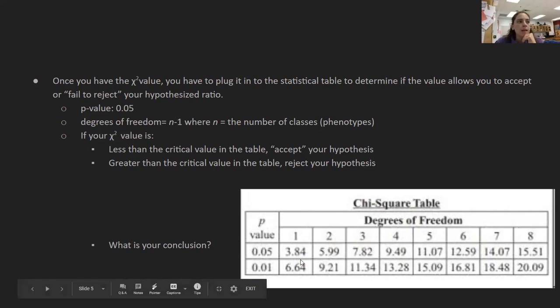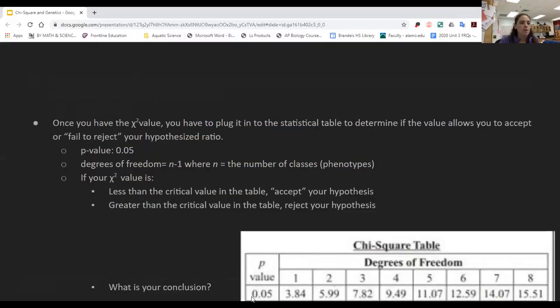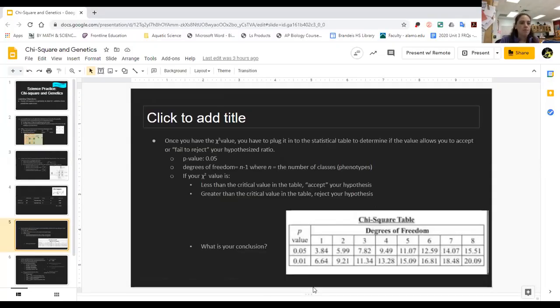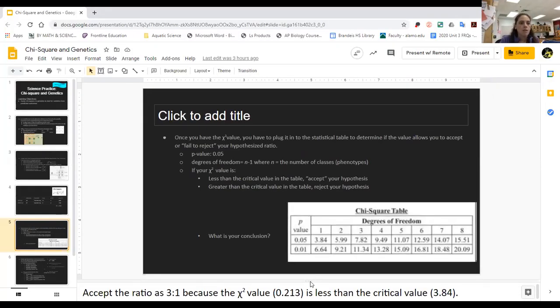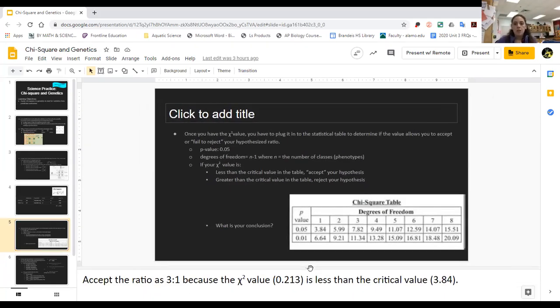And then we have to compare our chi-squared value. If it's less than the critical value, we can accept. We can say that the null hypothesis is most likely correct, or we can reject. So in this case, as far as our conclusion goes, we can say that we accept the ratio as being 3:1 because our chi-squared value, which was 0.213, is less than the critical value, 3.84.